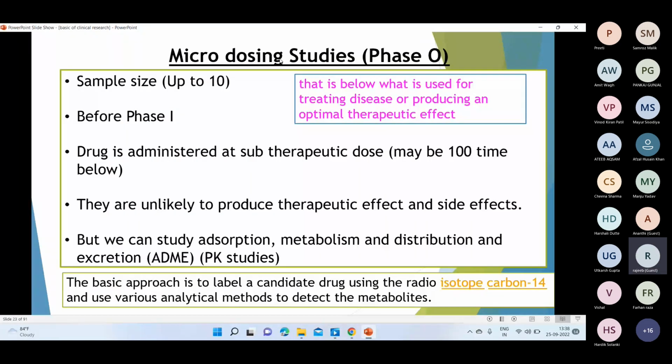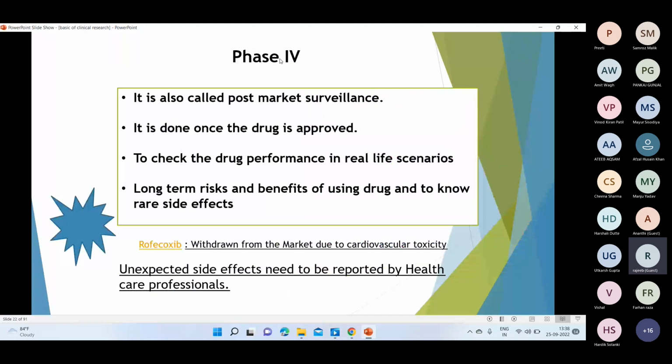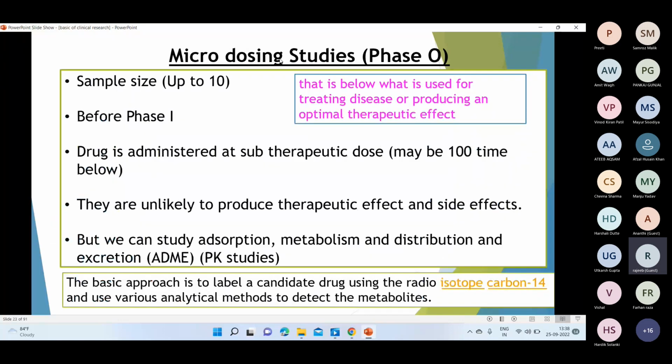Now we have learned phase 1 trial, we have learned discovery, preclinical, then phase 1, then phase 2, then phase 3, then phase 4. There is one more study that's called phase 0 trial. It's a relatively new concept. It's not done with every trial. It's not done with every drug. It is done for few drugs only.